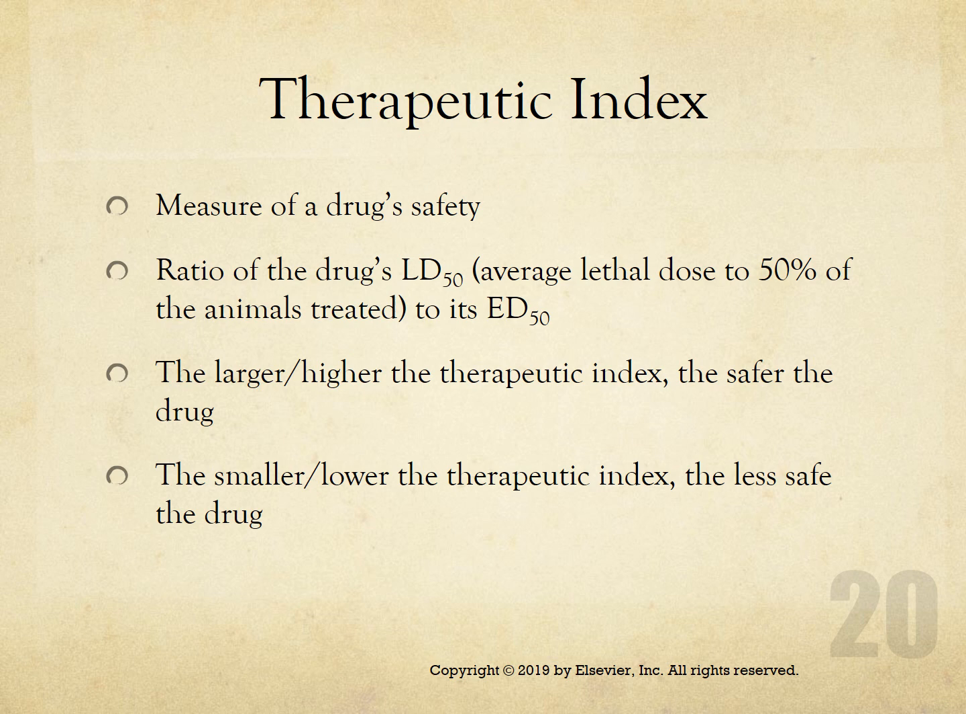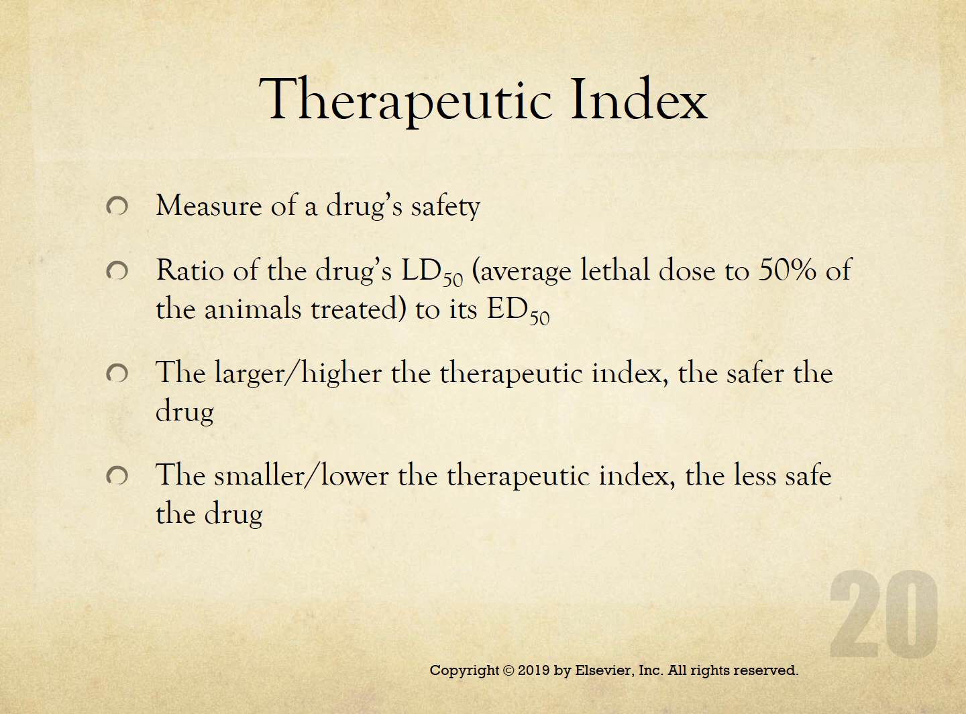The next concept to be familiar with is therapeutic index. What is the therapeutic index? It is a measure of the drug's safety. It is the ratio of the drug's average lethal dose to 50% of the animals tested to its effective dose. So when you start to go to conferences, you'll hear the term number to treat and number to harm. And that's related to this therapeutic dosing.